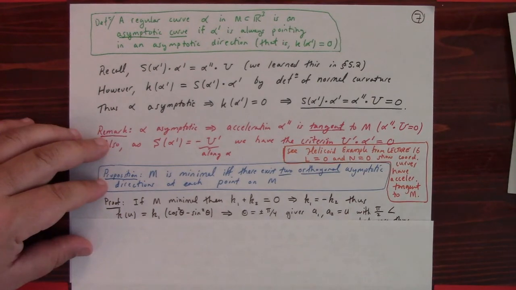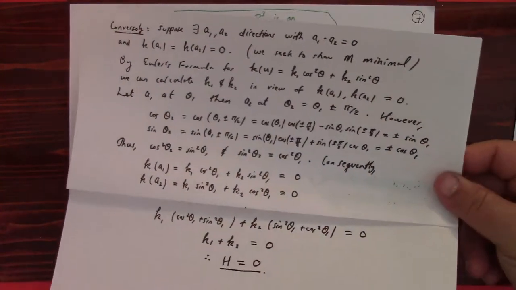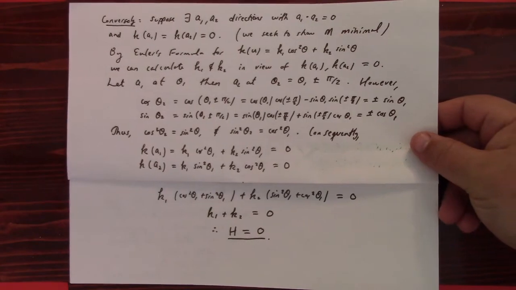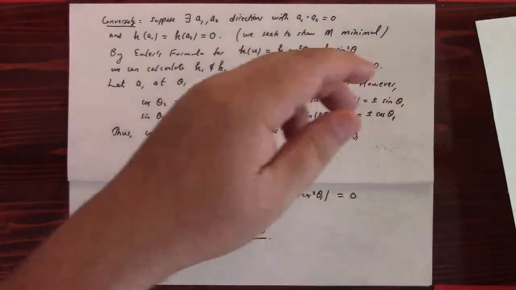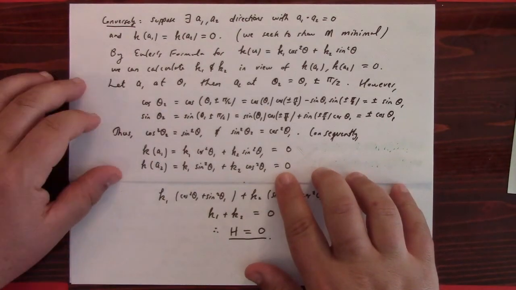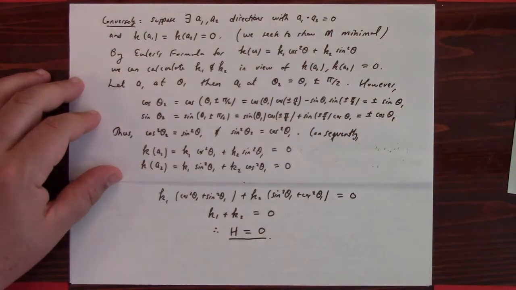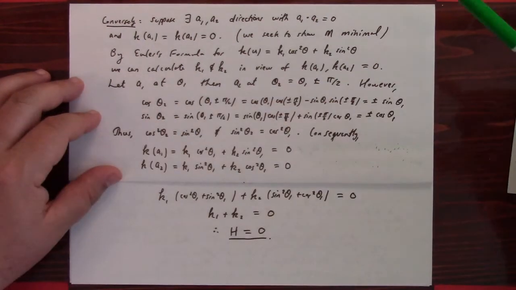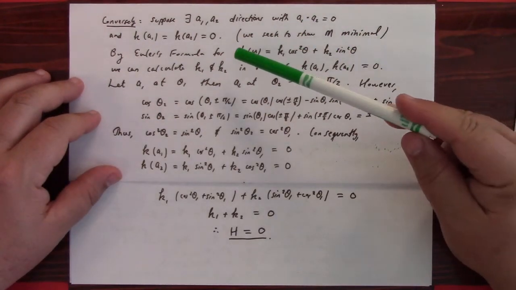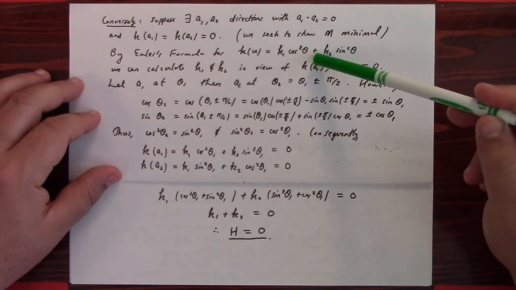The reverse direction, see my previous proof, I lacked squares, and there's just not enough space to fit the detail in here, so I wrote it out separately. Here it is. Conversely, suppose that there exist asymptotic directions that are perpendicular, all right? We seek to show M is minimal. Euler's formula for the principal curvature is this, and we can calculate K1 and K2, the principal curvatures, in view of the fact that K of A1 and K of A2 are 0.